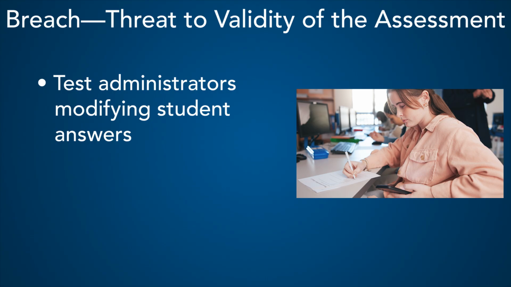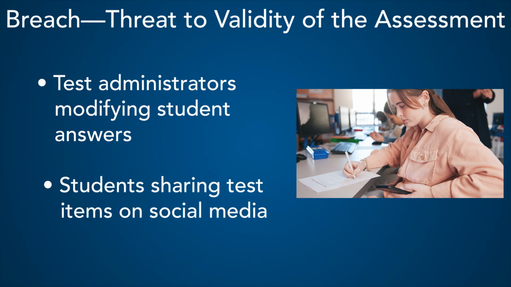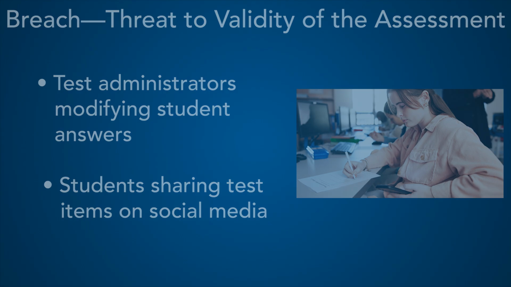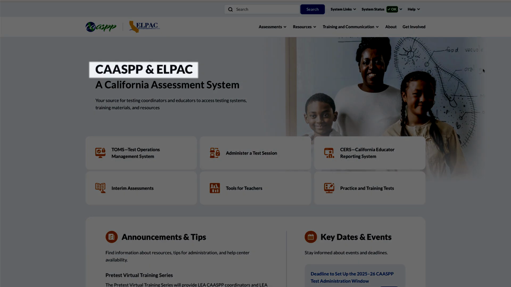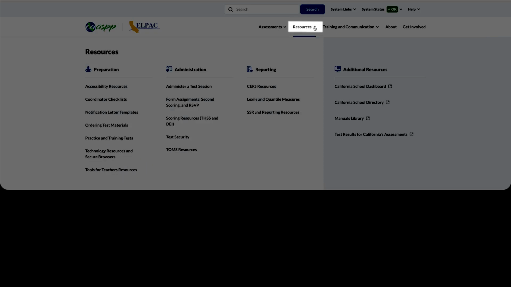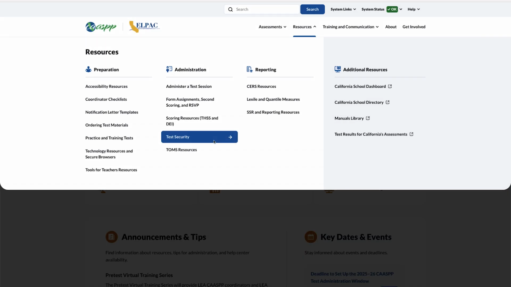Incidents involving test administrators modifying student answers and students using electronic devices, such as sharing a test item on social media during testing, are examples of breaches that should be reported in STARS. Examples and definitions of security incidents can be found in the Security Incidents and Appeals Procedure Guide, which can be accessed through the Manuals Library webpage and the Test Security webpage on the CAASPP and ELPAC website.